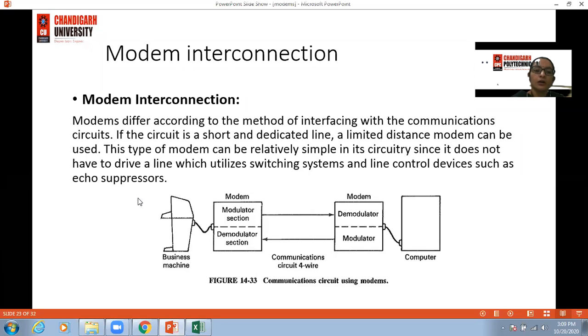On your screen, there is a figure shown. Here it is a business machine, like an ATM or something else. And here it is a modem, with a modulator section and a demodulator section. The modulator section goes to the next modem. It provides some signals with the help of some wired or non-wired medium, depending upon our modem or our specifications. And next, in the second part, at the receiver end, we have a modem which contains a demodulator and modulator which provides the signals to the computer.